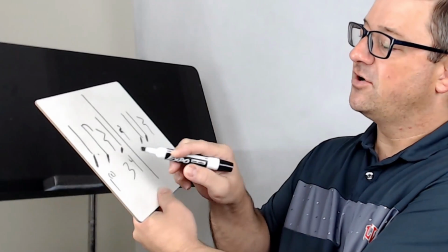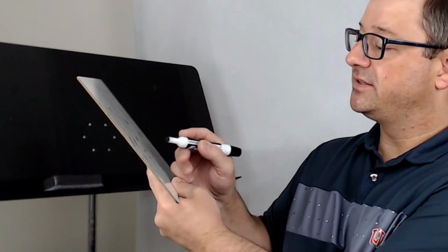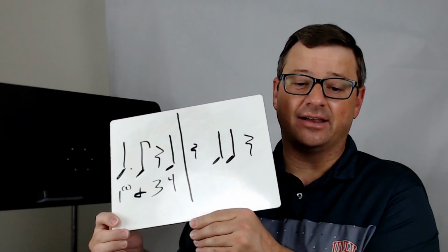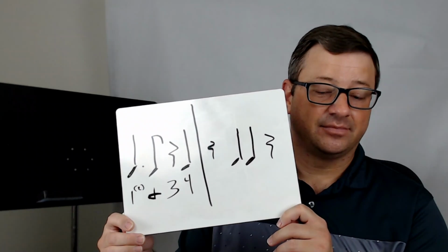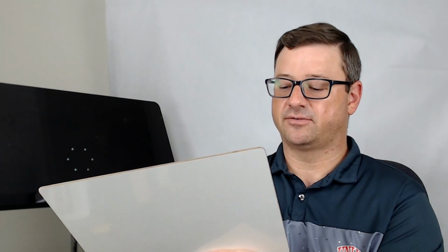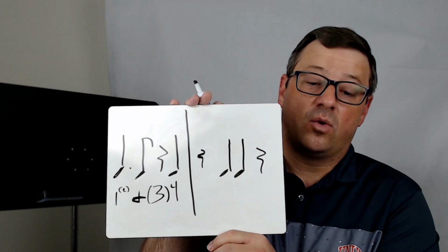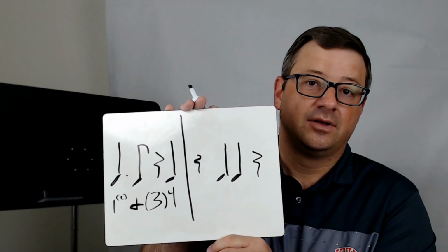Now this note right here is in the middle of the 2nd and the 3rd beat. So we're going to divide the beat in half and call it "and." So it's 1 and 4. And the 3 you actually don't say, so I should have put parentheses around the 3, because the 3 is a rest, and the rest means it doesn't make a sound. 1 and 4. Does that make sense?